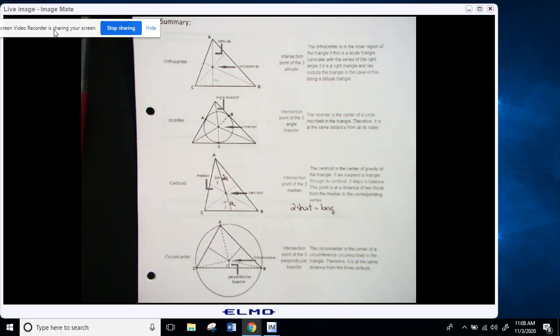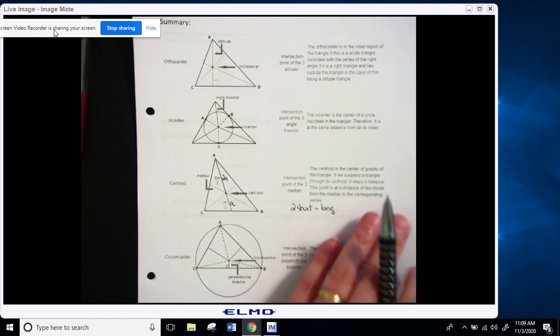And the last one was your circumcenter, and your circumcenter was where the perpendicular bisectors of the sides all met, and that was the center of the circle that would go around the outside of your triangle. So therefore, you are equidistant to the vertices. So this is the one that you would use if you're trying to come up with that new Amazon distribution center. Okay, just a quick review on that then.